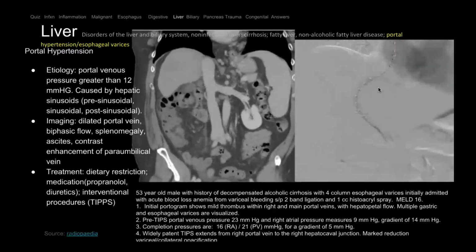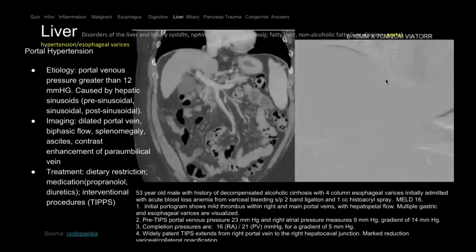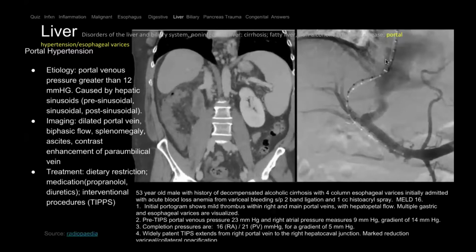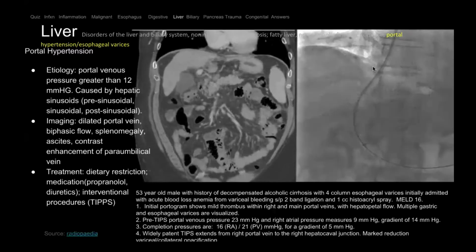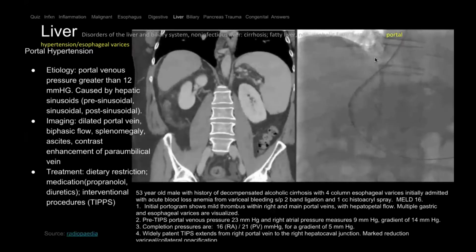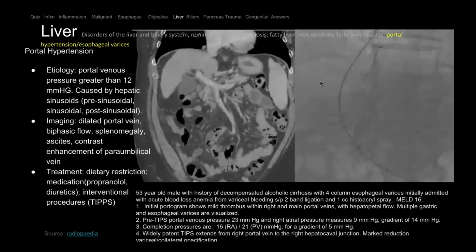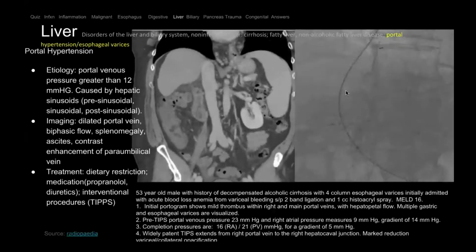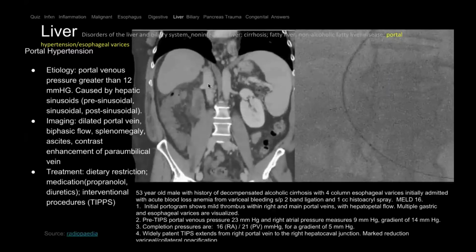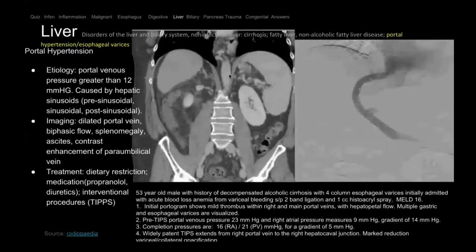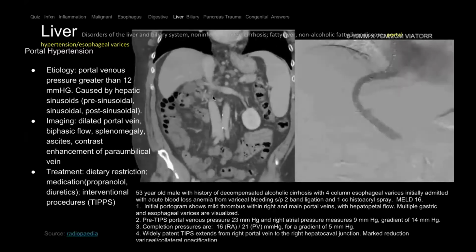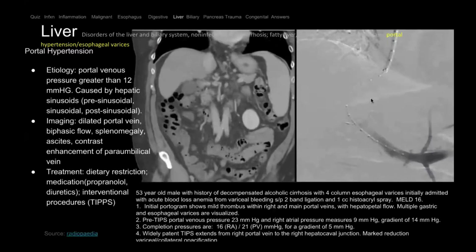So you can iatrogenically relieve that doing this procedure called TIPS, where you make a communication between the right portal vein and the right hepatic vein. So the right portal and the right hepatic. So you bypass the liver. You're basically bypassing the liver using this to decompress the varices so that the patient doesn't die of exsanguination from hematemesis. So that's what TIPS is.